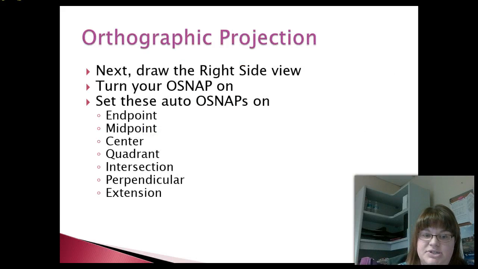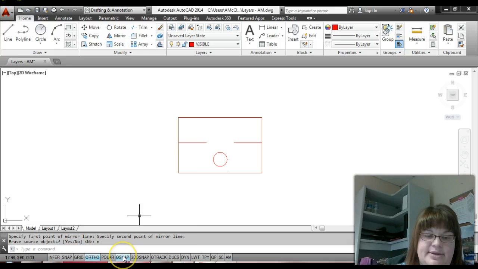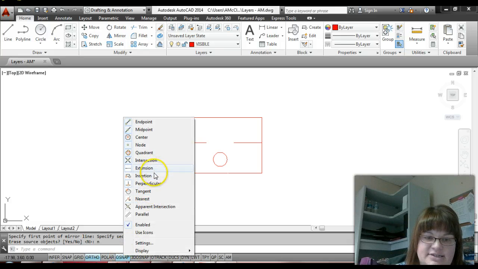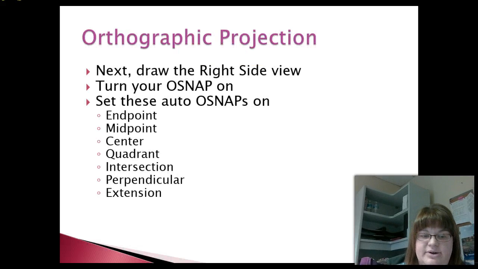The next thing that I want you to do is just double check your O-snaps one more time to make sure that you have those particular O-snaps activated, because we're going to need access to those here in a little bit. Endpoint, midpoint, center, quadrant, intersection, perpendicular, and extension. Just make sure that all of those O-snaps are activated. And remember to look at your O-snap activations. You can click right here. So make sure that you've got those activated. That way we can get started with the next step.